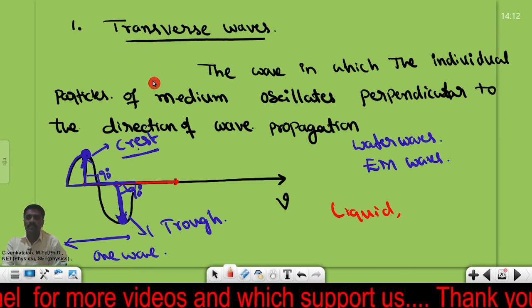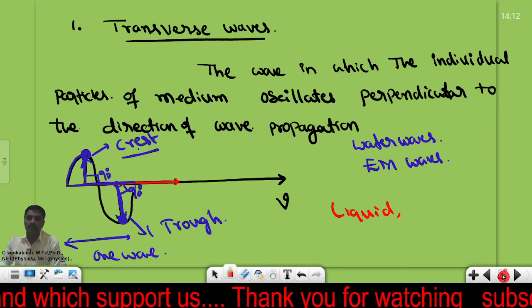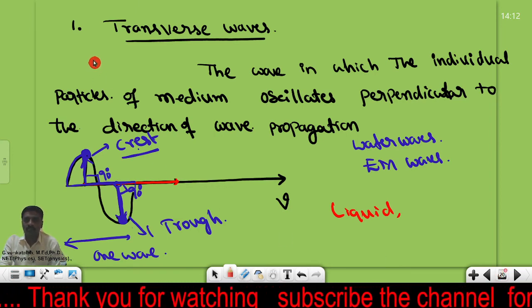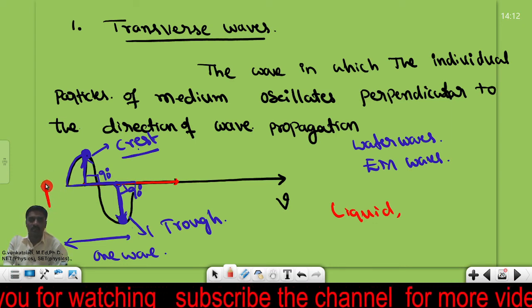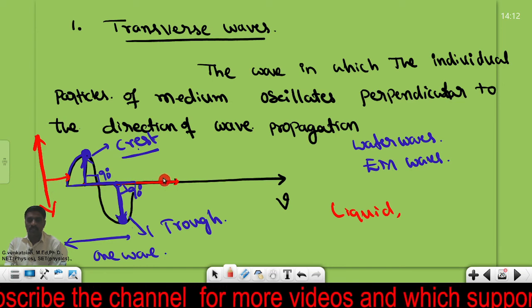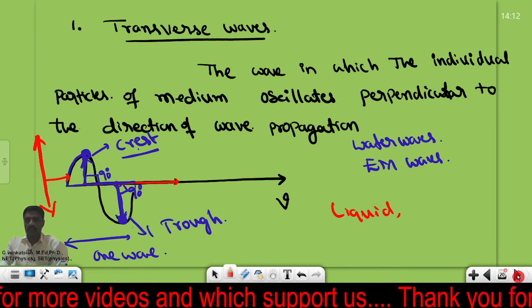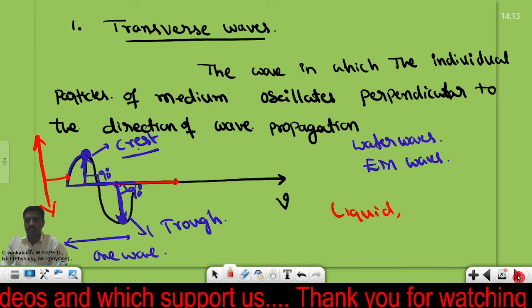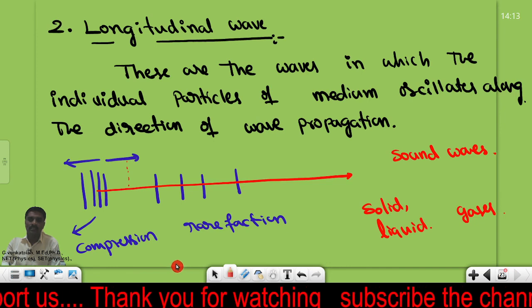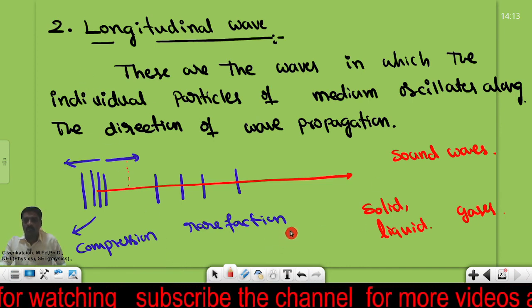So these are the points for the types of waves, transverse and longitudinal. I hope you understand. In transverse waves, the propagation of the particles is up and down, and the wave propagation direction is perpendicular to it. In longitudinal waves, the particle oscillation is horizontal, along the direction of wave propagation. That is very important: longitudinal wave and transverse wave. These are the two types of waves.